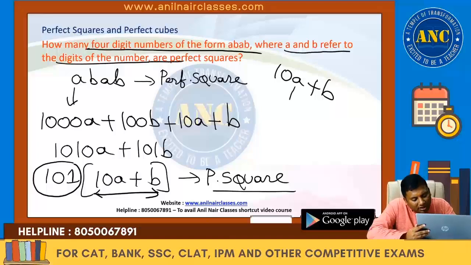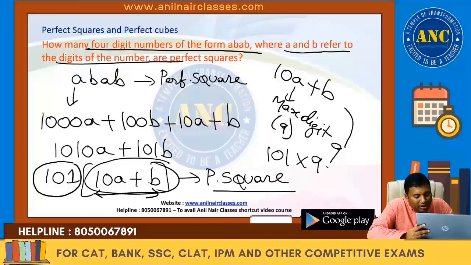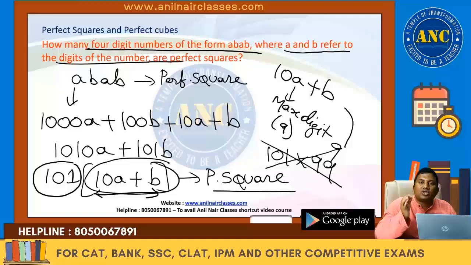If a and b are digits, what is the maximum digit value a can take? 9. What is the maximum digit value b can take? 9. What is the maximum value 10a plus b can take? Which is 99. Even if I take 101 into 99, it is not a perfect square. A perfect square means the power should be an even number or the power should be 0.